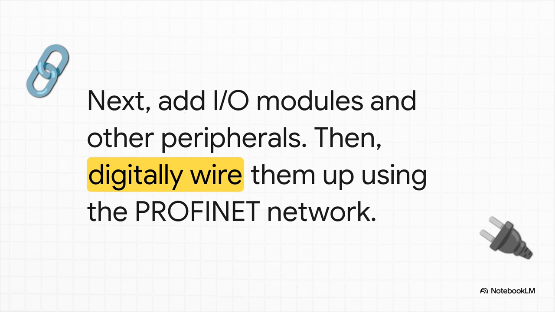But a brain on its own can't do much. It needs eyes, ears, hands. So next, we add all the peripherals. We're talking about the I/O modules, the things that read sensors and actually make the motors turn. Then we digitally connect everything, hooking it all up to the controller with Profinet. What you end up with is a perfect digital twin of your real machine.